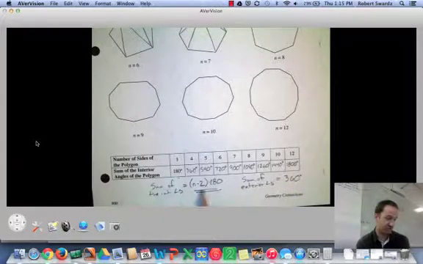The interior ones are different. You have to take the number of sides, subtract 2, and multiply by 180 to get what those add up to.